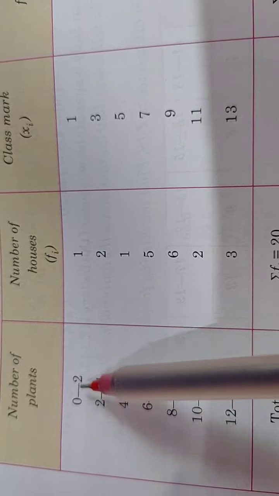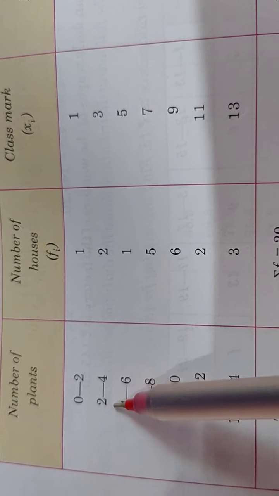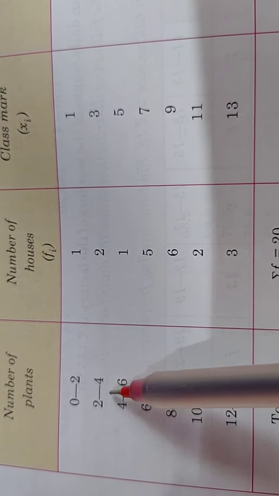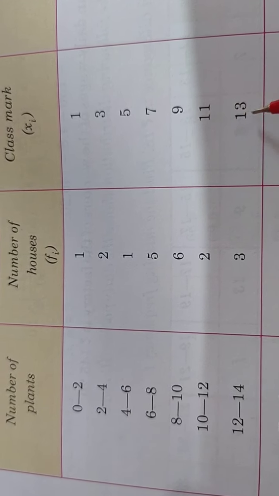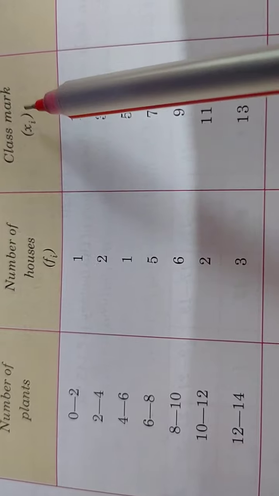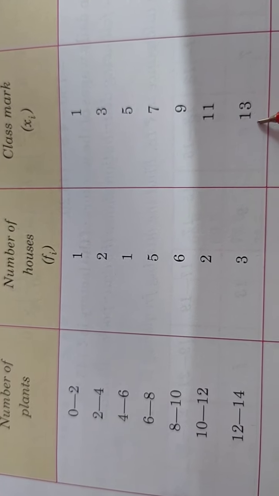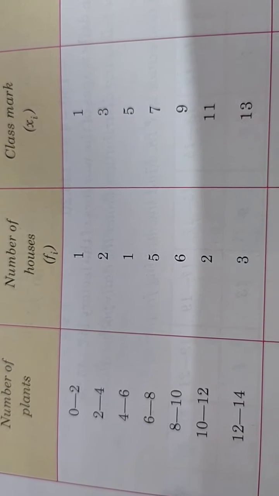So 0 plus 2 upon 2, it is 1. 2 plus 4 upon 2, that is 6 upon 2, it is 3. So like this we have to find this class mark. It is xi. Okay, so now we have obtained this xi.